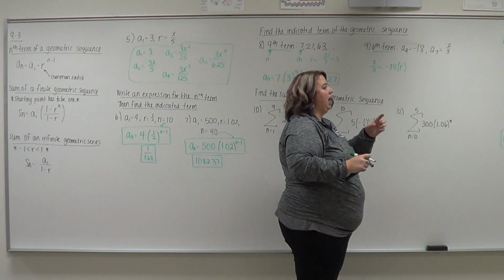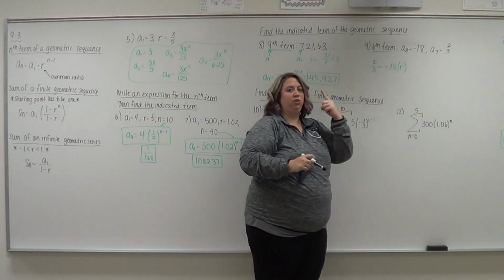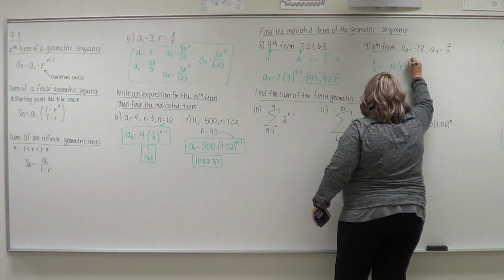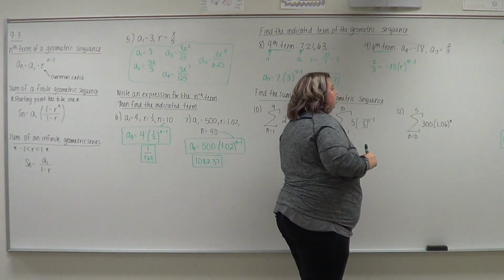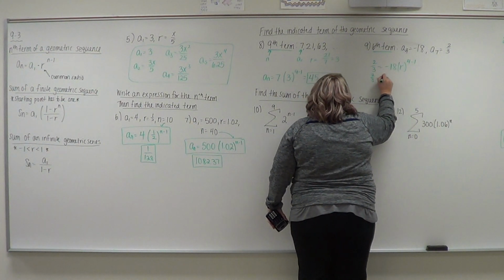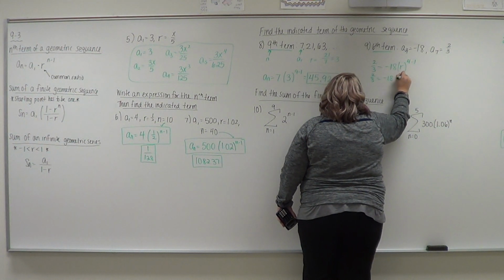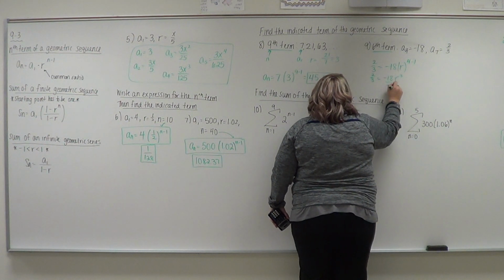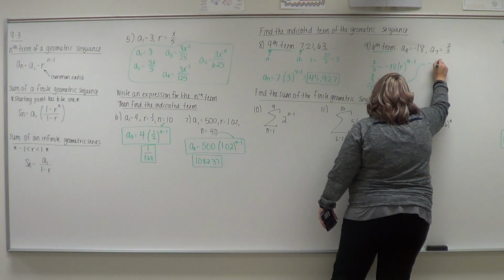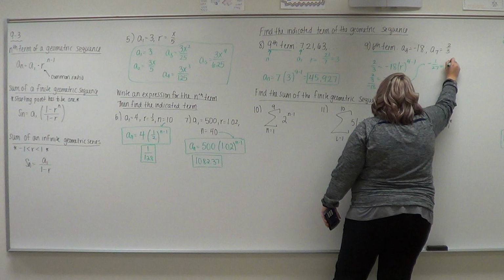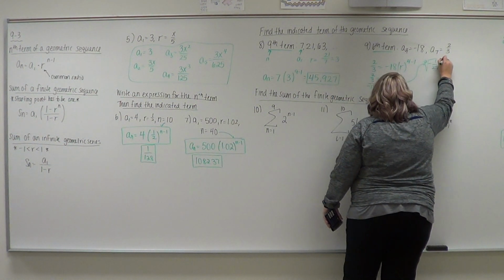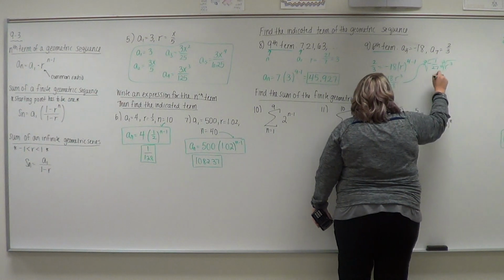Okay, how many terms do I have? I have the 4th term through the 7th, so 4, 5, 6, 7. So this would be 4 minus 1. So I'm going to solve for r, so I'd have 2/3 equals negative 18 r to the third. I would divide by negative 18, so I would get negative 1 over 27 equals r to the third. And then I would take the cube root to get rid of that exponent and find r.